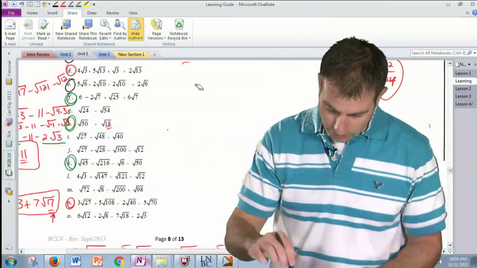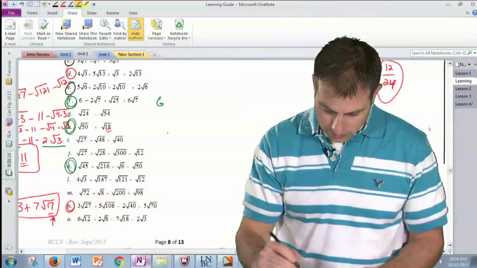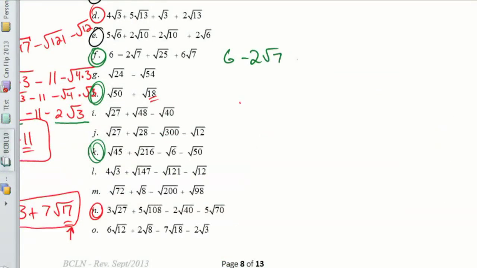All right, let's look at F first. 6 minus 2 root 7 plus root 25 plus 6 root 7. All right, first thing I'm going to do is simplify any radicals I can. And I have a little light going off in my head. This root 25 is a perfect square. So I know that I can actually take that square root. It's just going to give me 5.